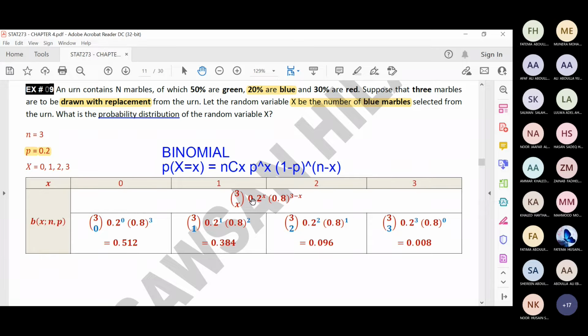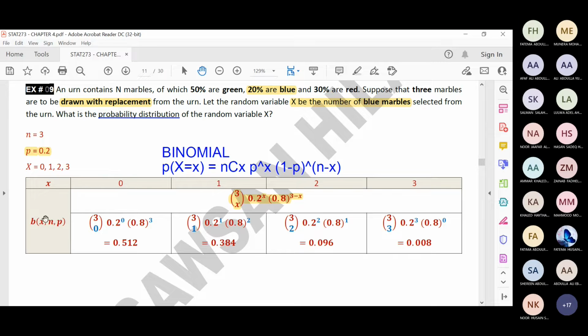What is P? 0.2 to the power X. What is 1 minus P? Don't write it as 1 minus P, directly write 0.8, because the operation is simple: 0.2's complement is 0.8. So just write 0.8 to the power 3 minus X. Now use this formula, substituting a different number for X every time to find the probability.